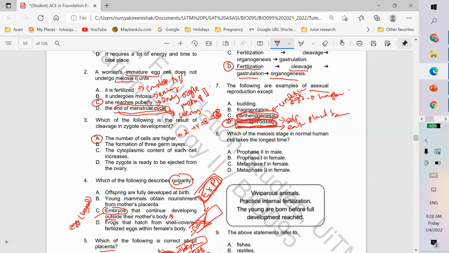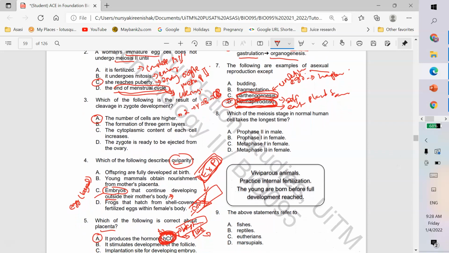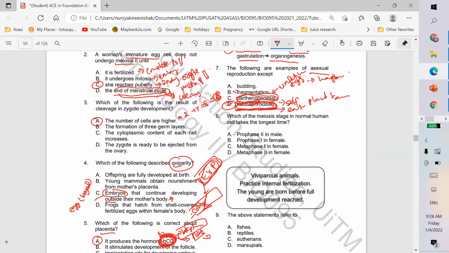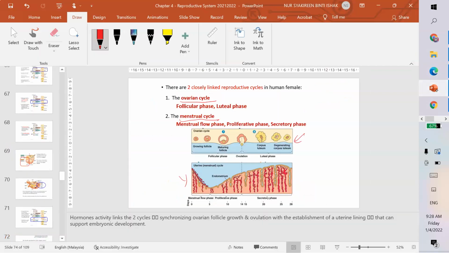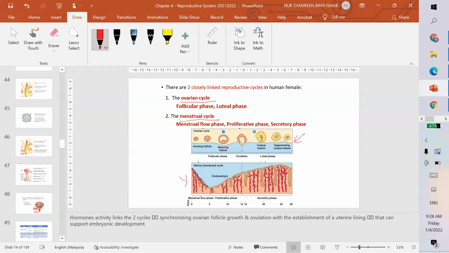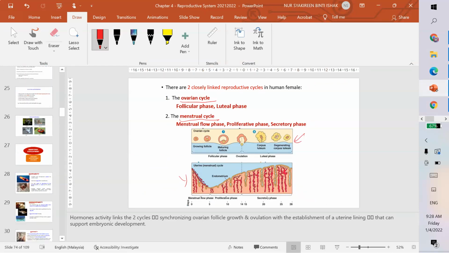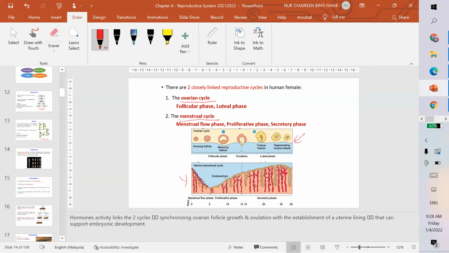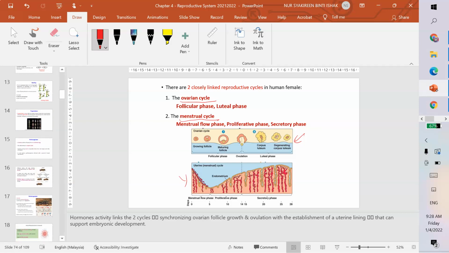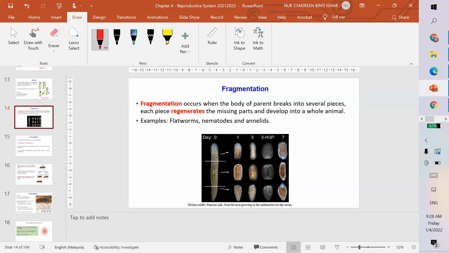Macam tu. Okay, so yang fragmentation ni contohnya apa? Contohnya adalah flatworms. Kan, flatworms. Fragmentation. So each one you have to know the example. Okay, flatworms ni. Okay. So basically fragmentation is followed by, kau boleh note kat sini, regeneration.